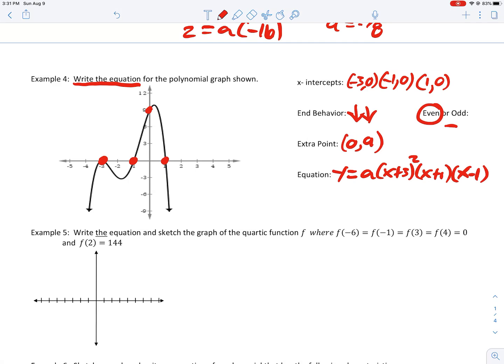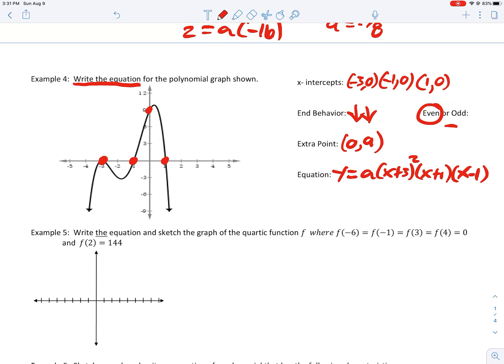Now some of you are like, well, why is it not to the fourth? For us, if it's even, it's going to be squared. Going to the fourth and to the sixth, that's going to be in other classes. So for us, it's either to the first power or to the second power. Why is it to the second? Because it bounces at that point, negative 3.